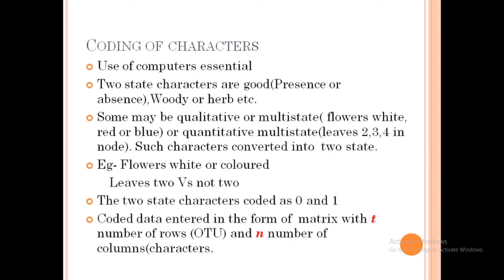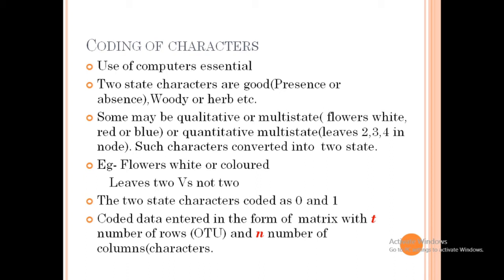Clear? Now, the next step is what? Coding. First you selected the operational taxonomic unit. Second, you studied the characters and their states. Third one is what? Coding of characters. So here we need modern technology, computers.